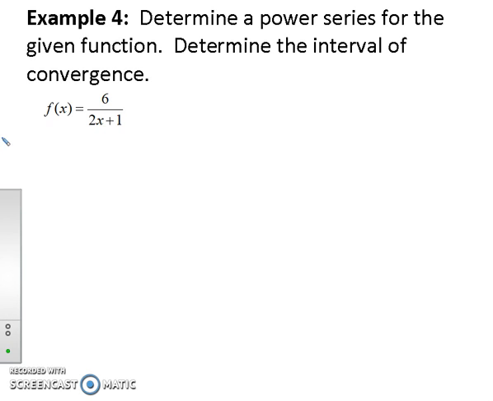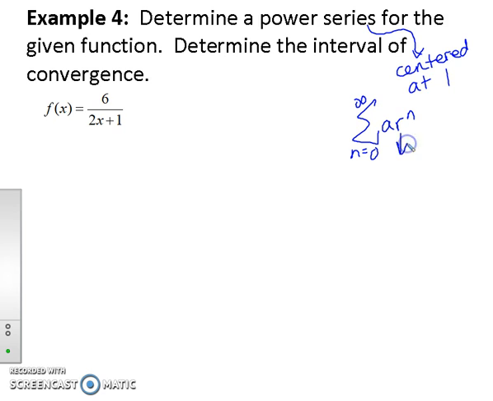So if it's function notation and they want you to center it at anything other than x equals 0, they're going to tell you what to center it at. I just left it out of the directions here. So I want to determine a power series centered at 1. So if I have a power series centered at 1, then in that general formula for my power series, a times r to the n, I want that r to be x minus whatever my center is. So I want r to end up being x minus 1.